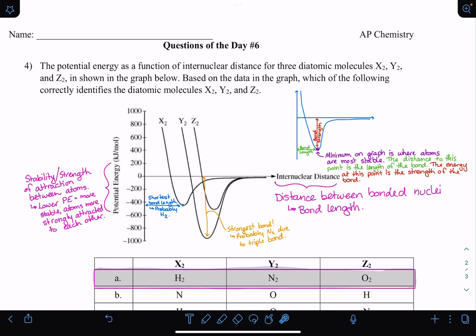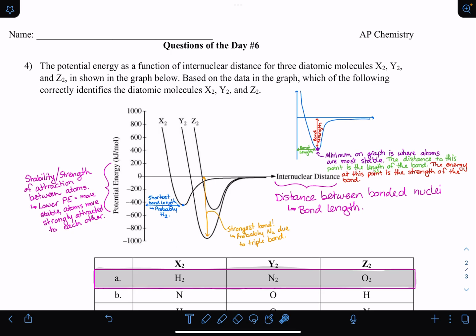I know I don't show these in Chem 1. But the way the axes are labeled, internuclear distance is very literally the distance between nuclei, the distance between two bonded nuclei specifically. So that is essentially our bond length. On the y-axis, we have potential energy. Potential energy is related to stability. Stability is related to the strength of attraction between two things if we're looking at two-particle interactions, which we are here because we're looking at the distance between two nuclei.